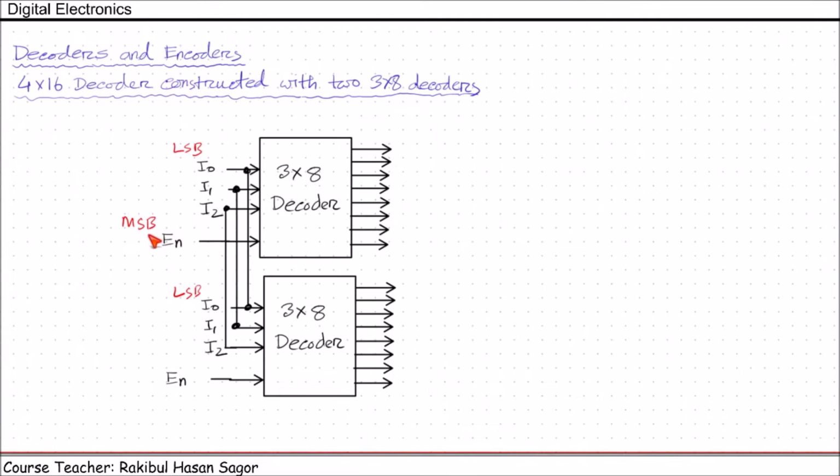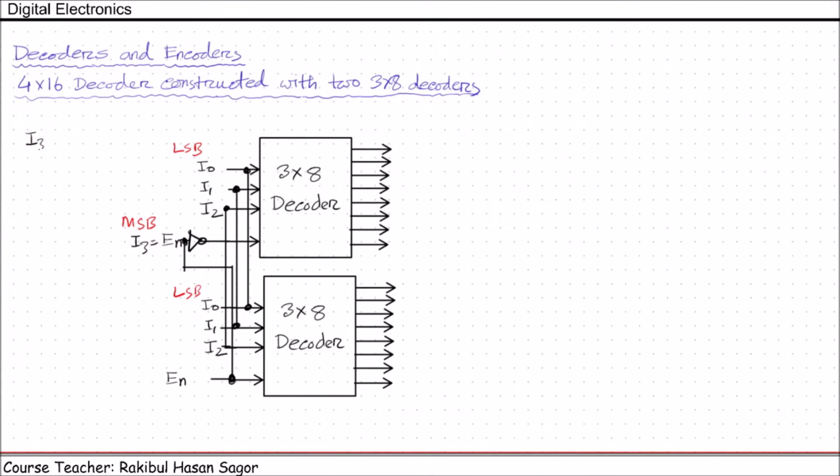In that case, this can be denoted by I3. So we have I0, I1, I2, I3. This I3 can be sent through a NOT gate, and the enable pin will be connected directly with the enable pin of the second decoder. So if we connect it, it will have this type of formation. Here these two are connected.